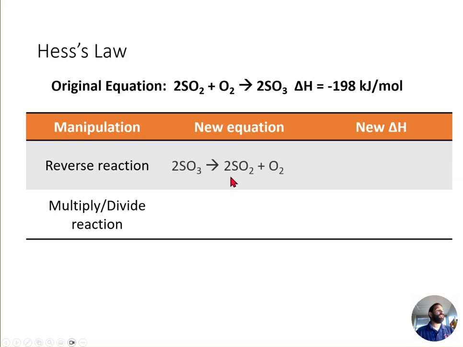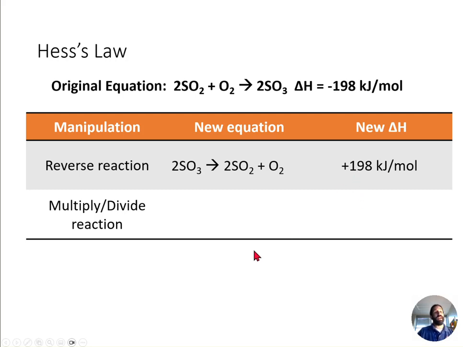So if we reverse the reaction, then we just reverse the equation. Now I've got 2 moles of SO3 on the reactant side and those things on the product side. Remember, whatever the delta H value is for one process, the opposite process is the negative. So if we reverse the reaction, we just reverse the sign of delta H, so negative 198 becomes positive 198.